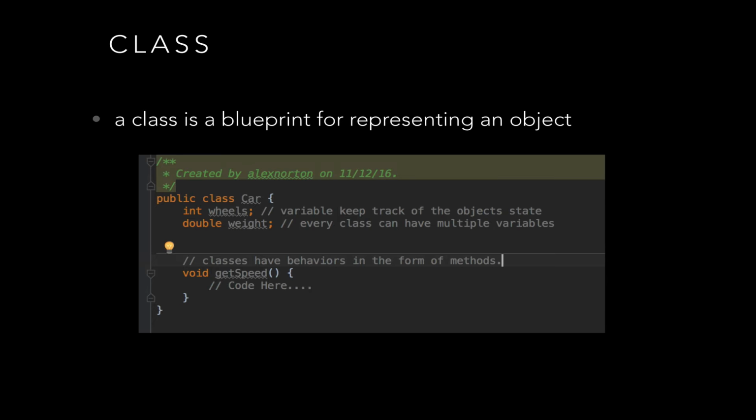So for instance, the first two lines, the wheels and the weight, are variables. They keep track of each object's state. I chose for this to keep track of its wheels and its weight. Then it has behavior, and we're using this keyword void, which we haven't learned about. We haven't gone too deep into methods yet. But this is the behavior a class can have, and that is a getSpeed method. So maybe I could use the weight, the state of the car, to then calculate the speed of the car.